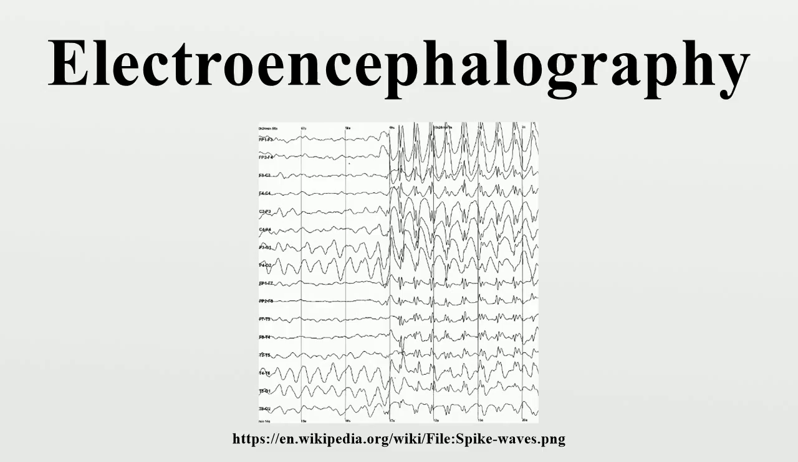EEG does not involve exposure to radioligands, unlike positron emission tomography. ERP studies can be conducted with relatively simple paradigms, compared with, for example, block design fMRI studies. EEG is extremely non-invasive, unlike electrocorticography, which actually requires electrodes to be placed on the surface of the brain.